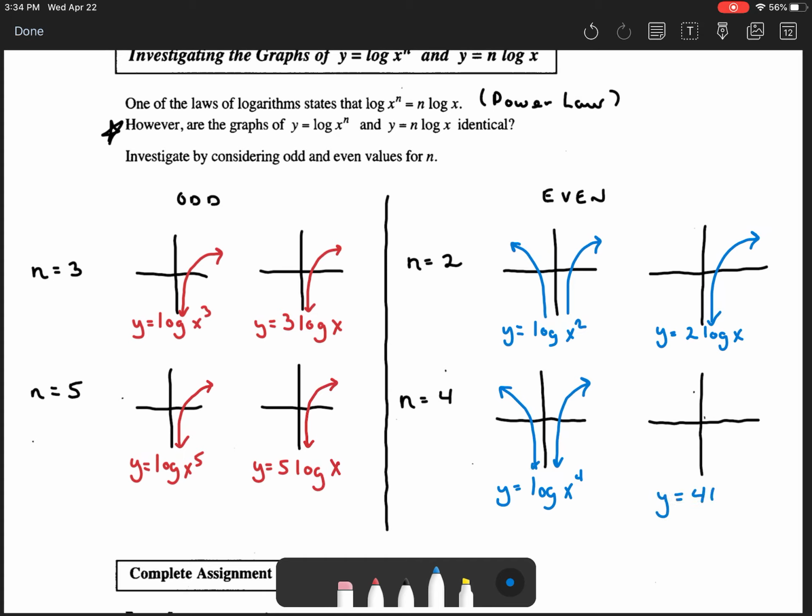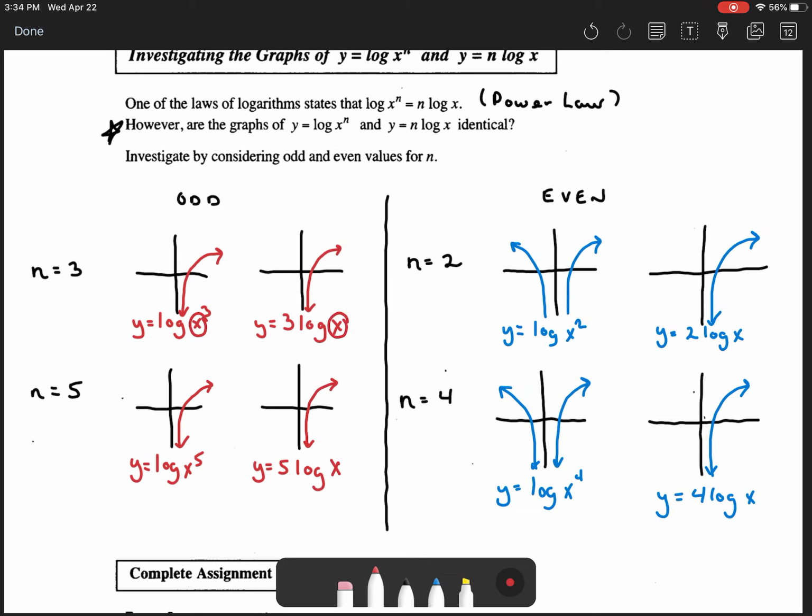So this is obviously a situation where, as you've seen, I've divided the page into even functions versus odd functions, the values of n. So again, just to finish this off, y is equal to 4 log x. Okay, so here is the reason why this occurs.